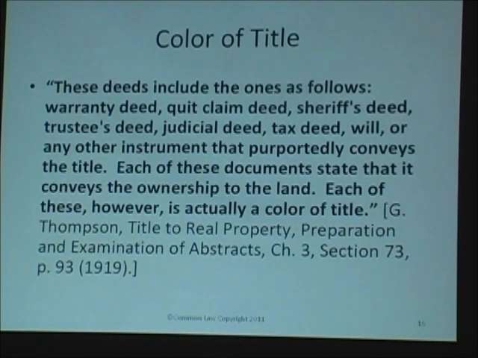Get a load of this. These deeds include the ones as follows: a warranty deed, a quitclaim deed, a sheriff's deed, a trustee deed, a judicial deed, a tax deed, a will, or any other instrument that purportedly conveys the title. Each of these documents states that it conveys the ownership to the land. Each of these, however, is actually a color of title.